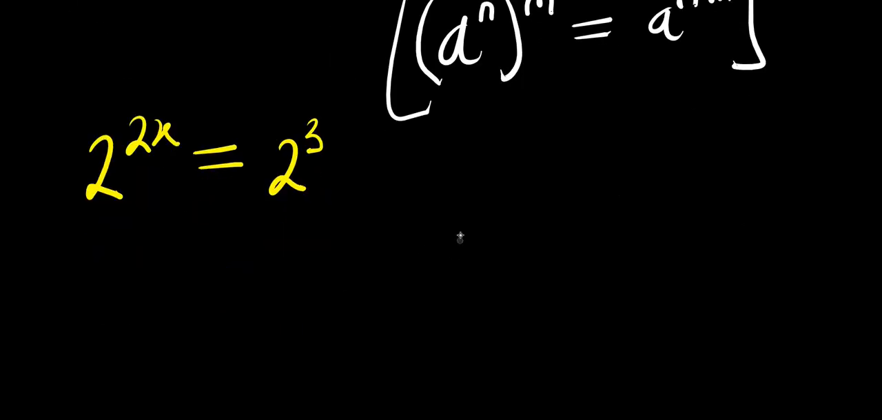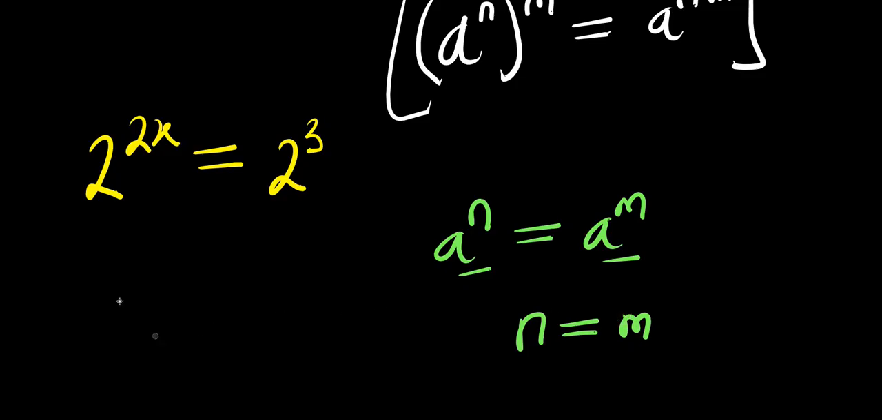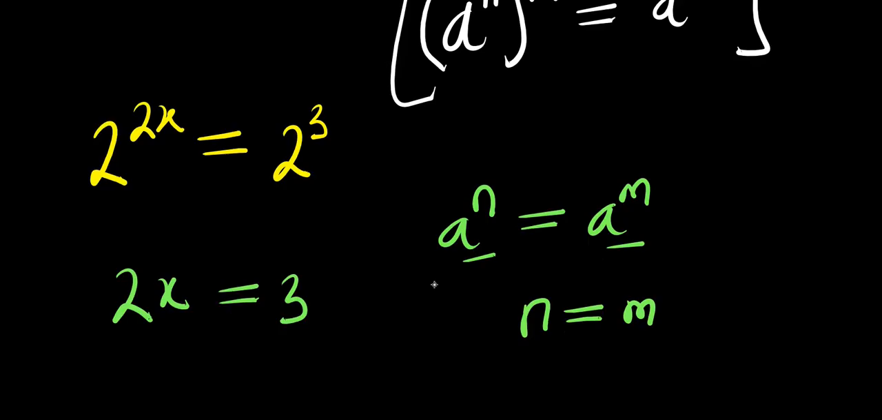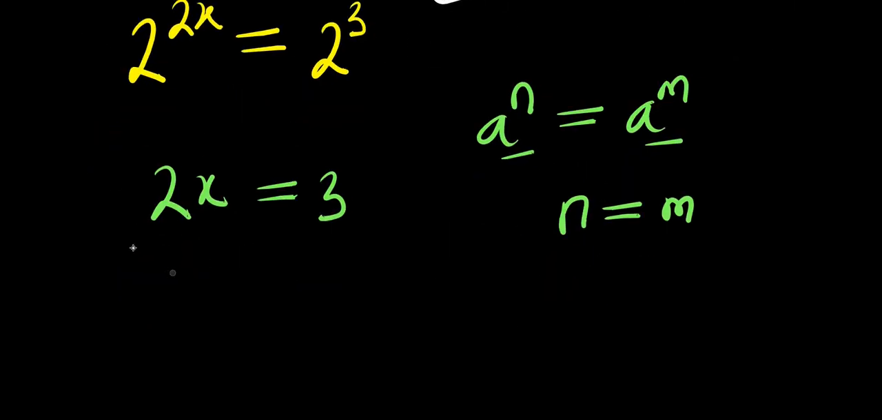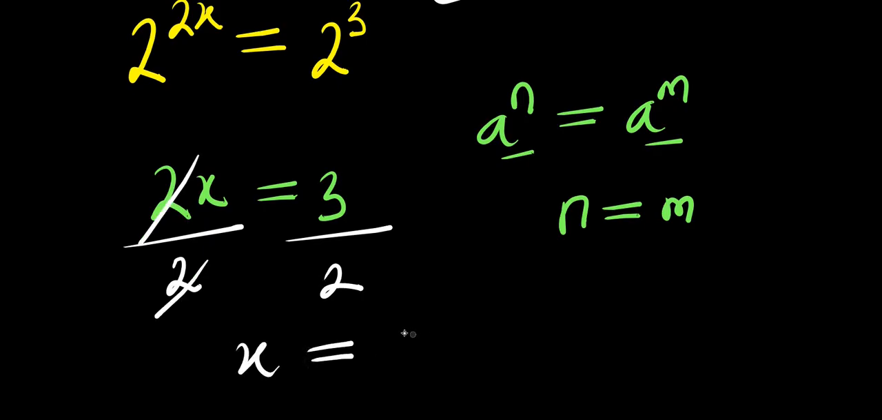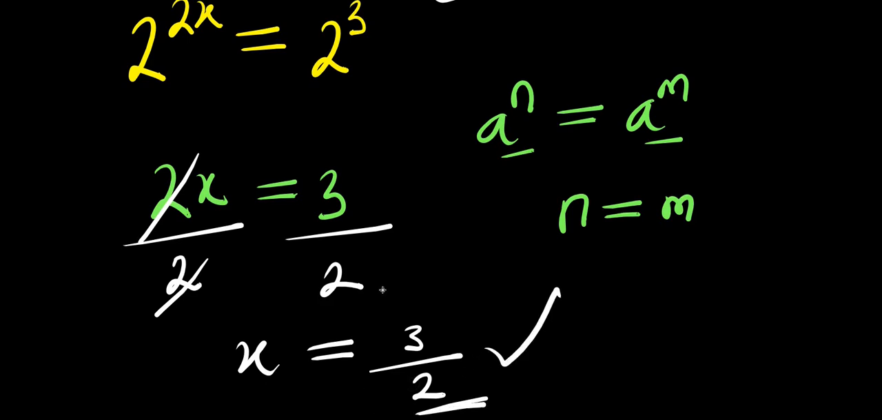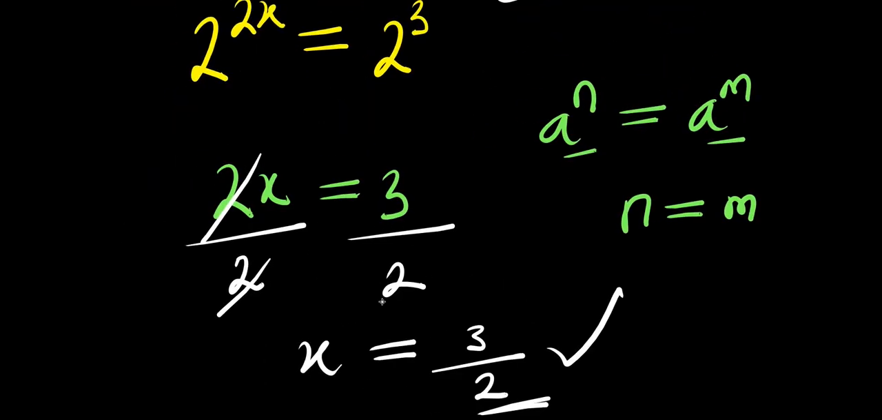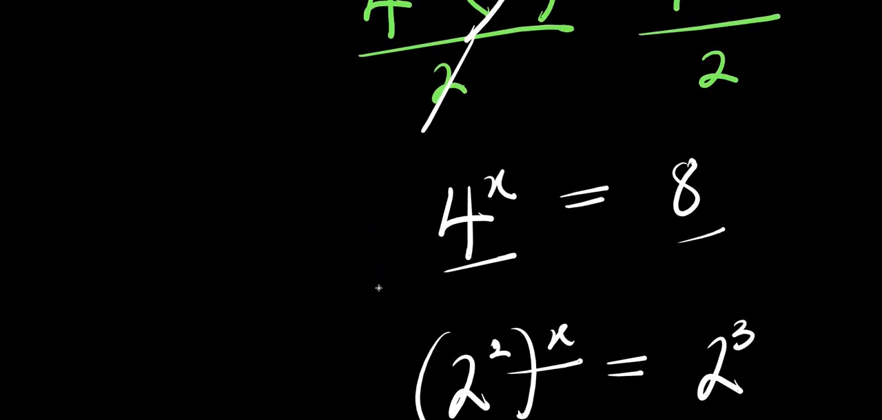Remember, if you have a power n and this equals a power m, the bases are the same. That means n equals m. So we have 2x equals 3. We can solve for x by dividing this by 2. We divide this by 2. 2 cancels 2. I have x equals 3 divided by 2. So we have x equals 3 over 2 without using log.